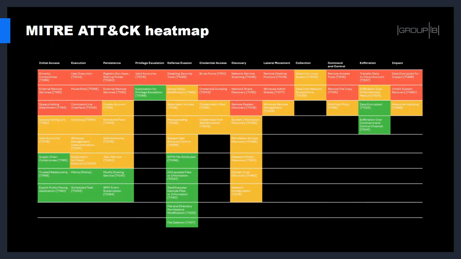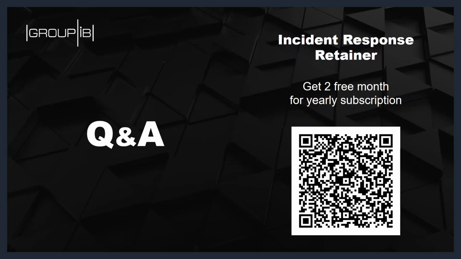Here you can see the MITRE ATT&CK heat map that is composed from tactics and techniques we observed in 2019. The same ATT&CK heat map can be found in the white paper. So if you want to check it thoroughly, you can download the white paper and get all the information you need from it.